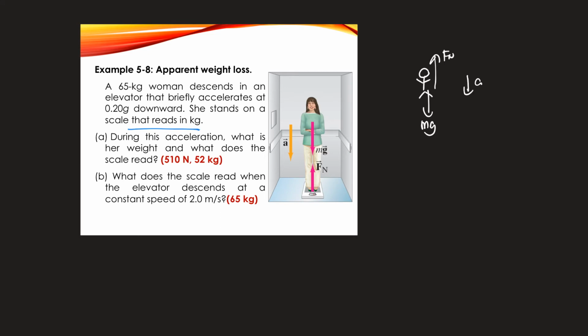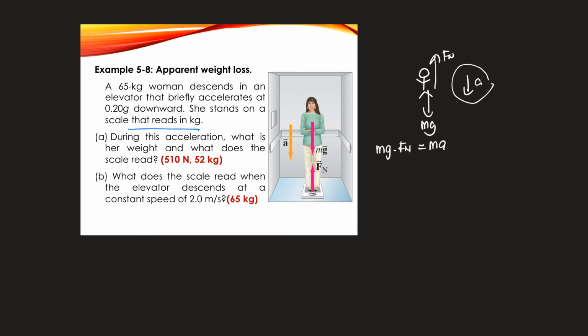Okay, so to be safe and to avoid careless mistakes, please make sure that you choose your positive direction depending on the acceleration. If your acceleration is moving downward, anything that follows the direction of acceleration, just put it as positive. It's much safer and you can avoid careless mistakes. Now because my mg follows my acceleration, mg is going to be positive and Fn is going to be negative. So the equation is mg minus Fn, which comes from the scale acting on the woman, equals ma.